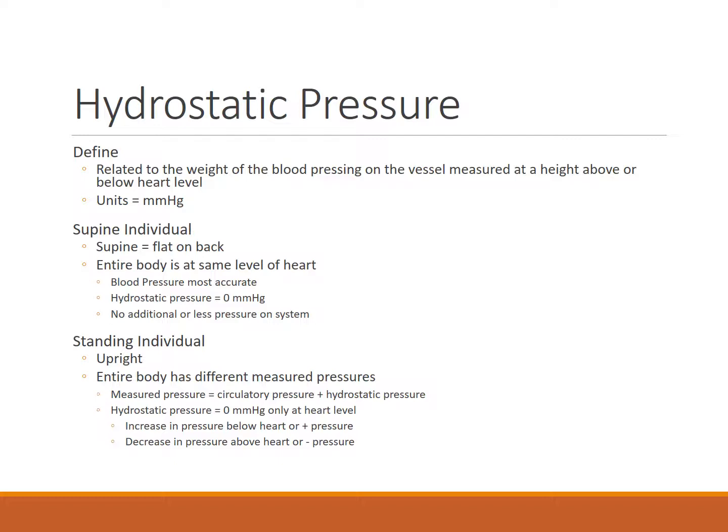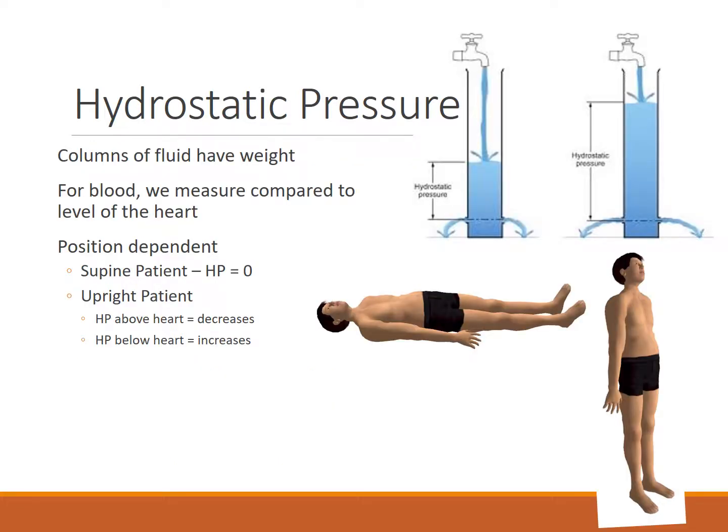Hydrostatic pressure comes in when there is a difference of levels of the body. So when we go above the heart, we're going to have negative pressure, or a decrease in pressure, and if we go below the heart, it's going to be an increase of pressure or positive pressure. So that is to say, when a person stands up, the entire body is going to have different measured pressures. That is because with hydrostatic pressure, columns of fluid are going to have weight to them. For blood, we measure it compared to the level of the heart.